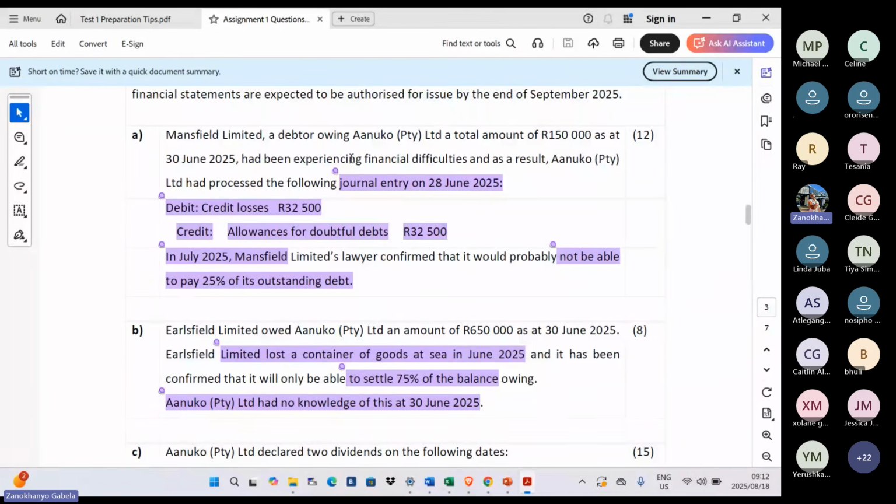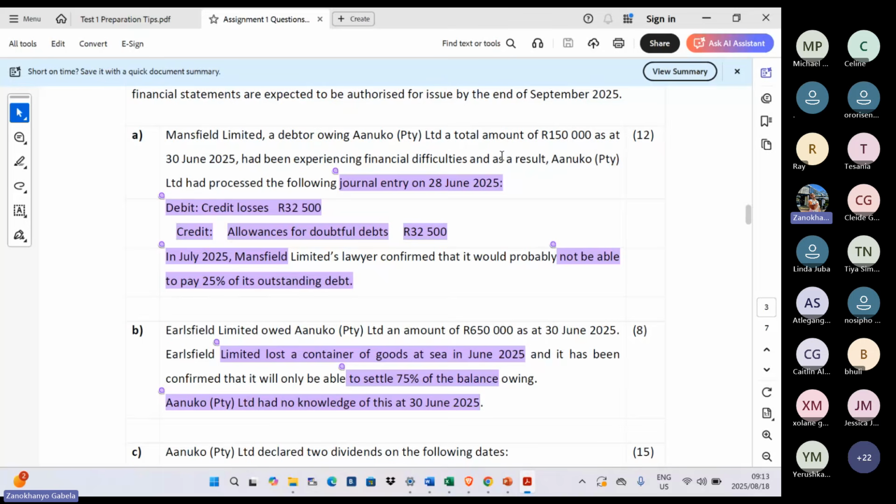They had been experiencing financial difficulties, and as a result, us as the entity will process the journal entry on 28 June 2025. That means at some point we were aware that the client is experiencing financial difficulties, okay? And we were aware of this information before year end. Hence, we processed a journal entry, which is debit credit losses, then credit allowances for doubtful debts.